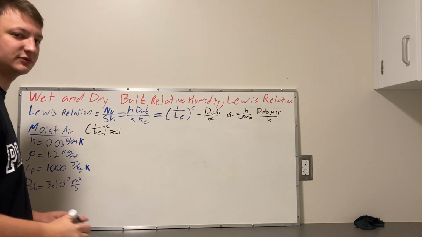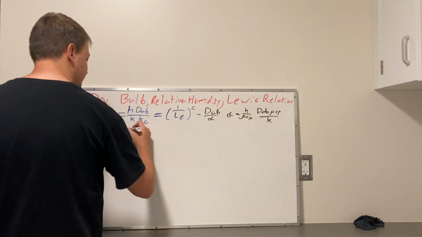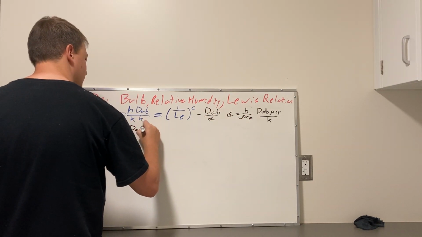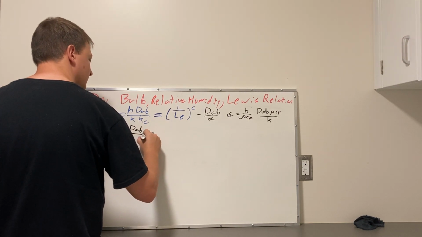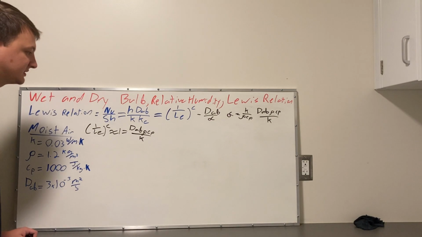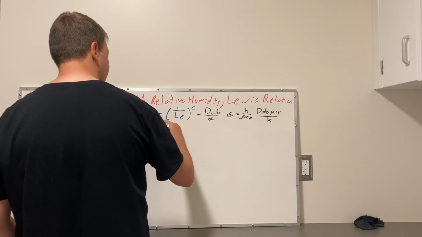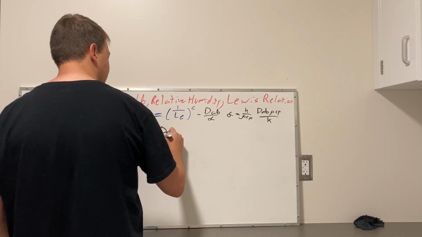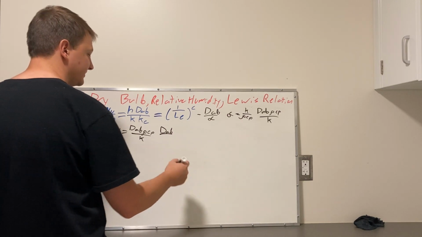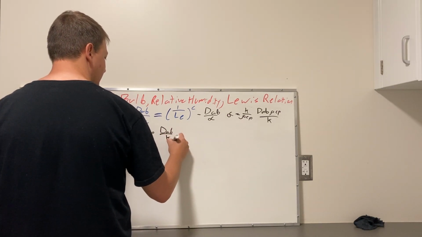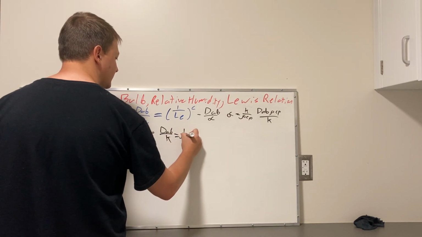Now, if we set that equal to our equation over here, we can simplify it to get the heat capacity by itself. So you have the mass diffusivity, or the mass transfer coefficient, divided by the conductivity equals 1 over the volumetric heat capacity.